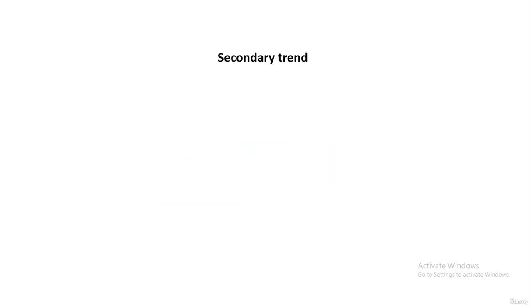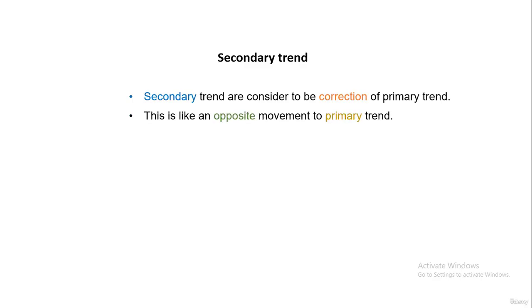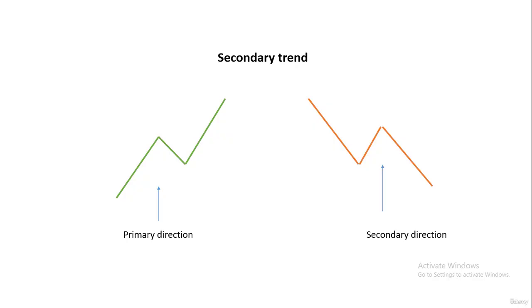Secondary trends are considered corrections of the primary trend. This is like an opposite movement of the primary trend. When there is a pullback and the primary trend is in an upward direction, then the secondary trend is in the opposite direction, that means a downward direction.